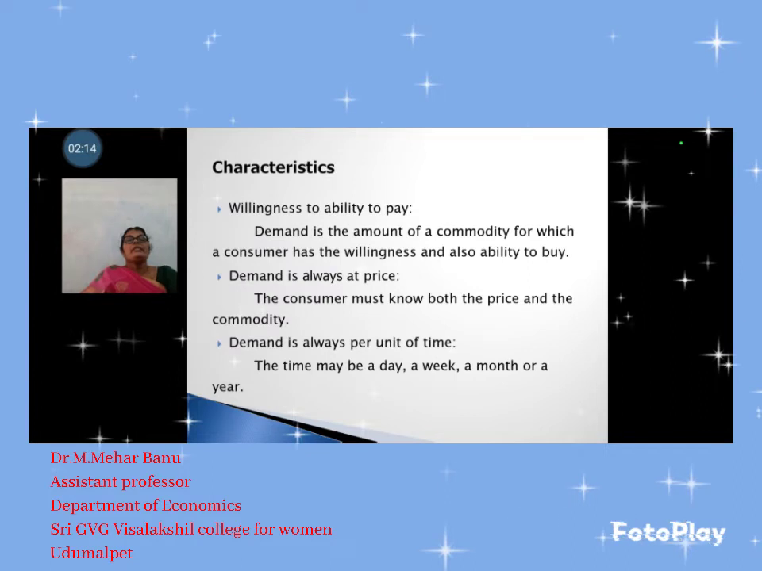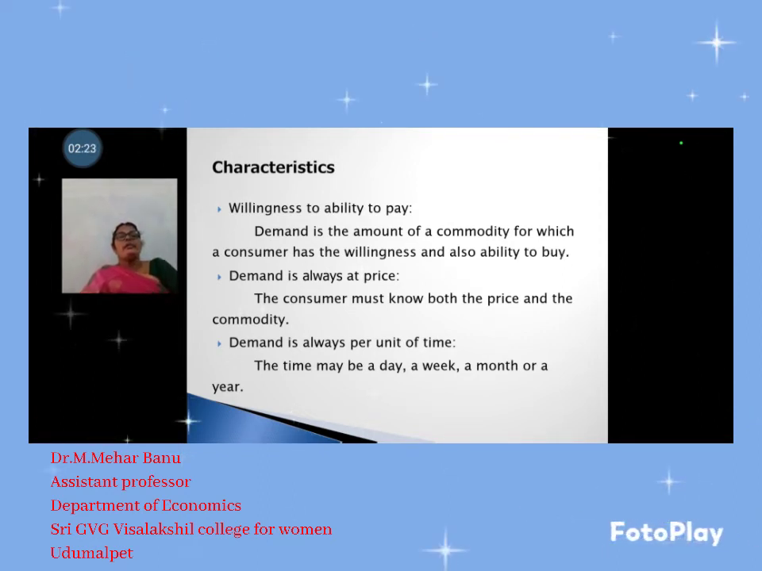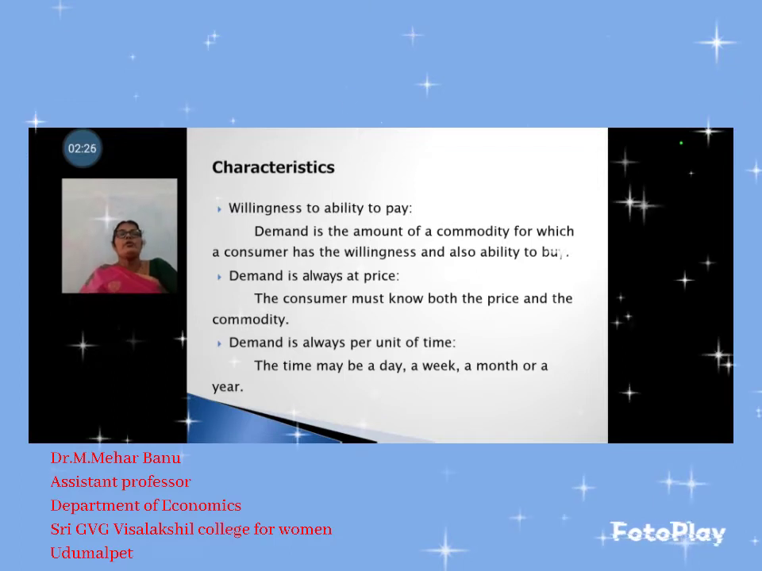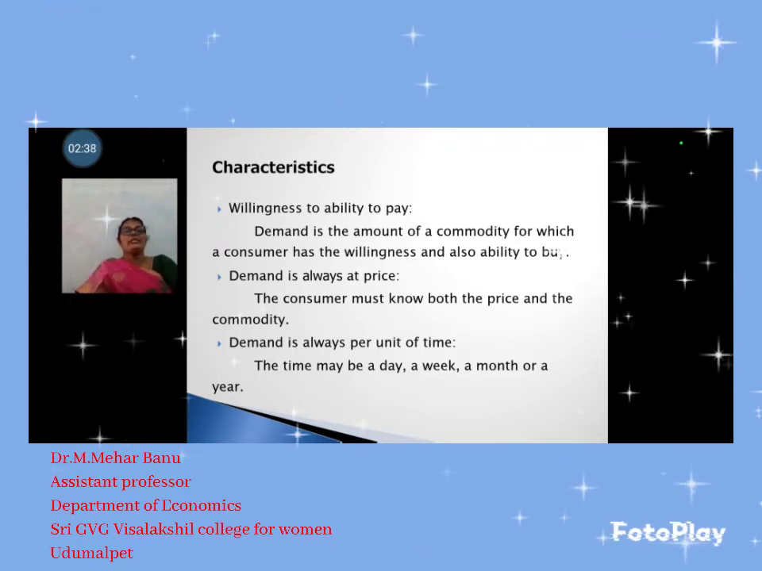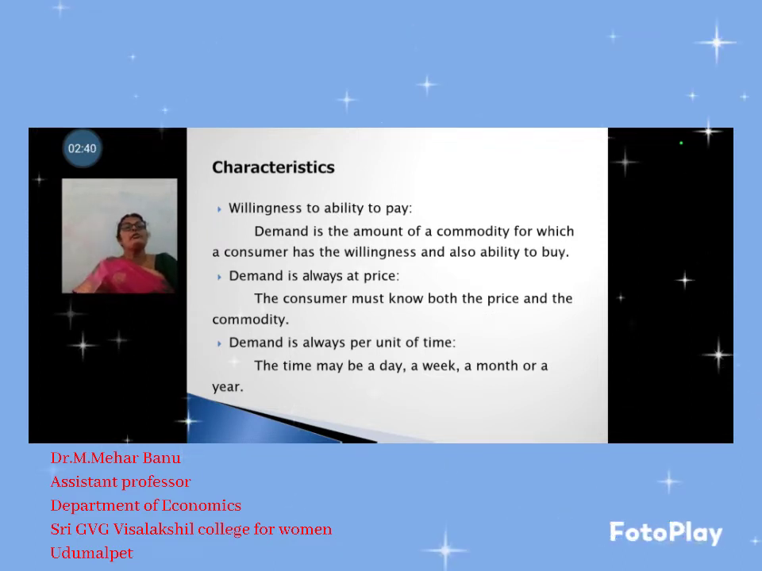Okay. Next, we are going to see the characteristics of demand. First characteristic is willingness and ability to pay. It means that demand is the amount of a commodity for which a consumer has the willingness and also the ability to buy. Demand is always at a price. The consumer must know both the price and the commodity. Third characteristic is demand is always per unit of time. The time may be a day or a week or a month or a year. So the demand is always per unit of time.